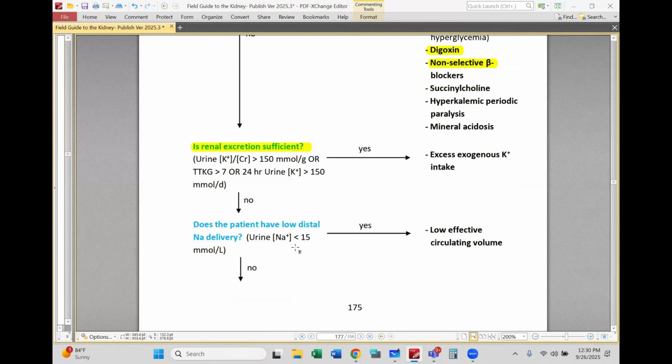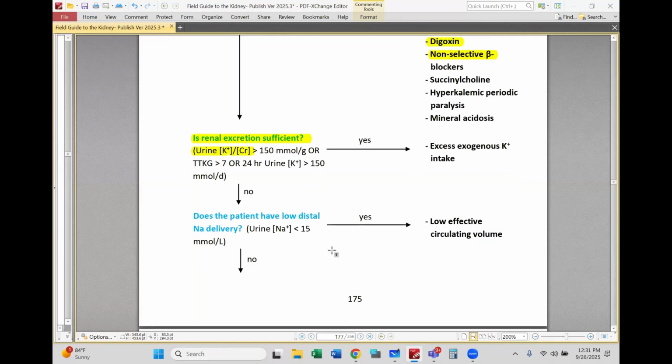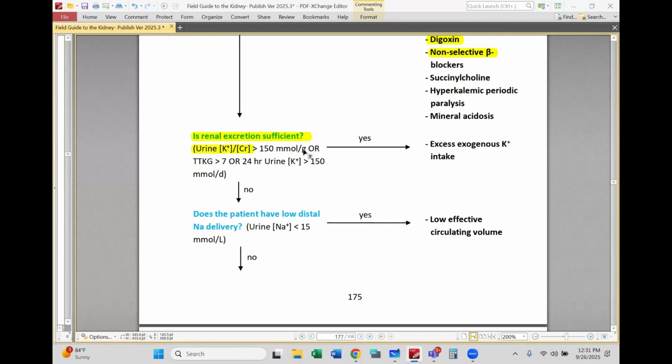And the main question you're asking now is: is the kidney responsible, or is the kidney trying but failing to maintain normal K homeostasis? One of the primary ways you parse that fork in the road is by looking at urinary K excretion rates. If the kidney is trying to respond appropriately to hyperkalemia, you should see that K excretion is vigorous.